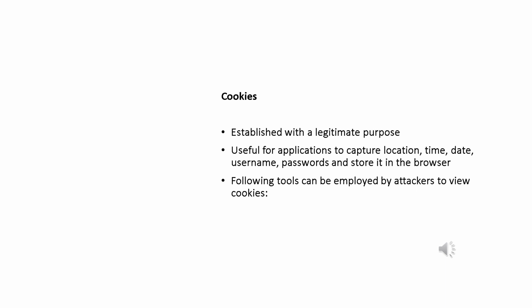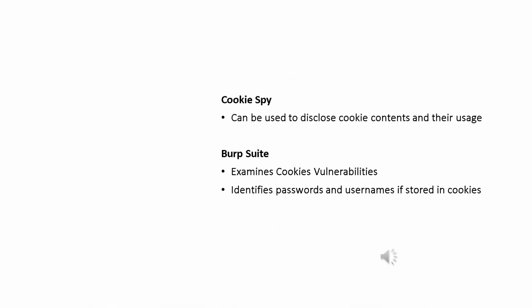Cookies are established with a legitimate purpose, useful for applications to capture location, time, date, username, and passwords, and store them in the browser. The following tools can be employed by attackers to view cookies. Cookie Spy can be used to disclose cookie contents and their usage. Burp Suite examines cookie vulnerabilities and identifies passwords and usernames if stored in cookies.